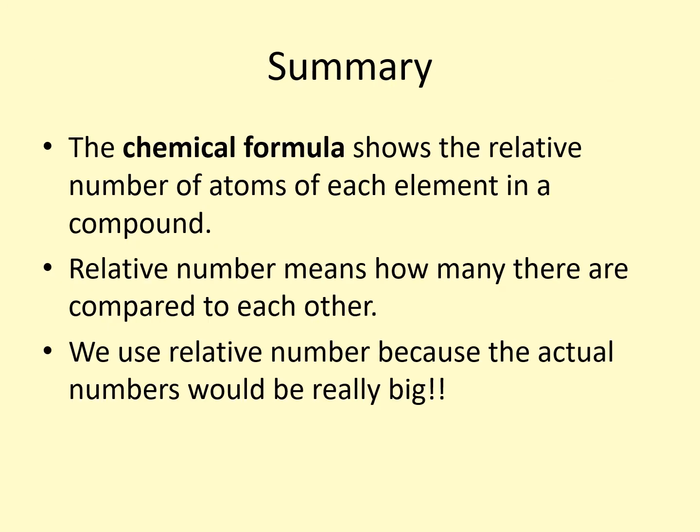Here's your summary slide. The chemical formula shows the relative number of atoms of each element in a compound. Relative number means how many there are compared to each other. We use relative number because the actual numbers would be really big in some cases, not in all.